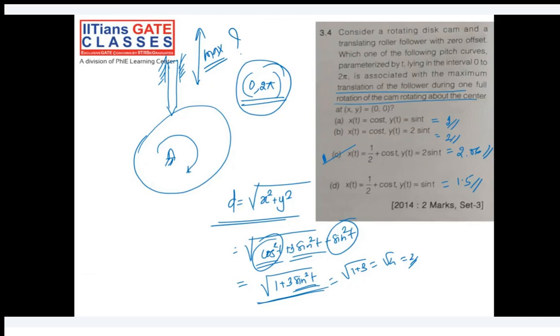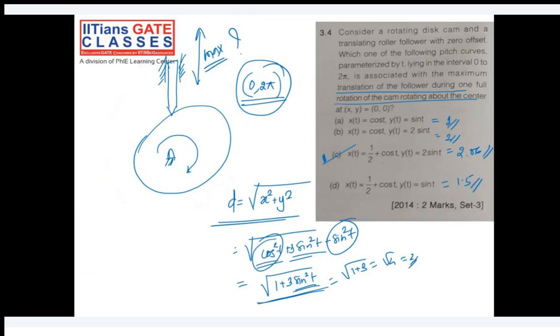Okay, so your question is how did we take d is equal to under root of x square plus y square? See, the cam and follower is there, right? As the cam is rotating, the follower is also moving, and the motion of the follower is given in terms of, let's say, this simple diagram, but it may not be the accurate one.